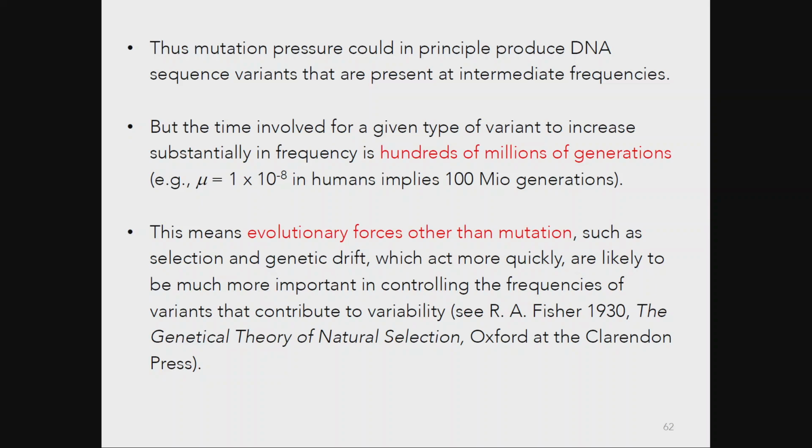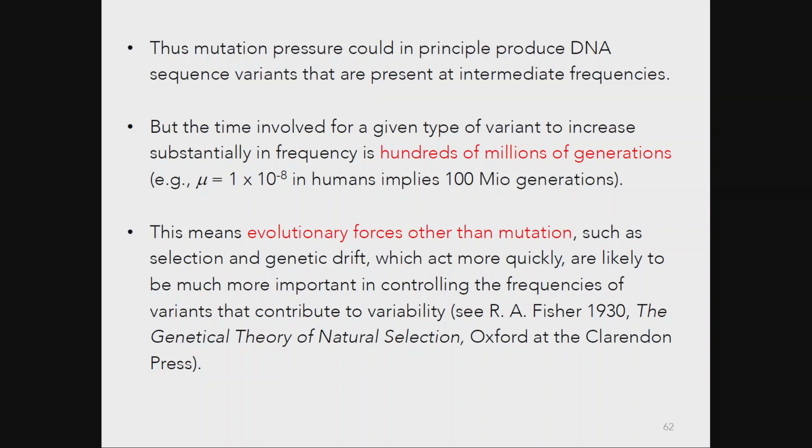So this is what we have here. This means that evolutionary forces other than mutation, such as selection and genetic drift, which act more quickly, are likely to be much more important in controlling the frequencies of the variants that contribute to variability.